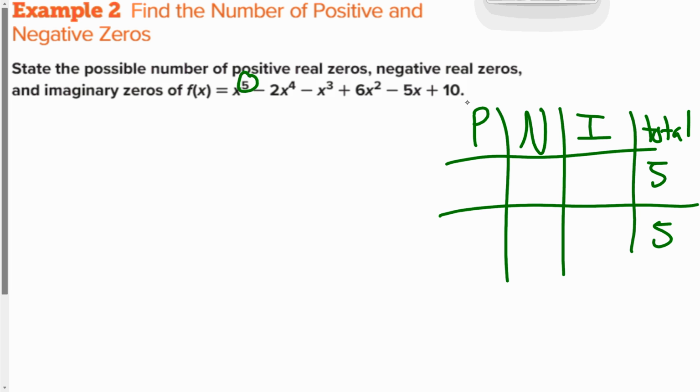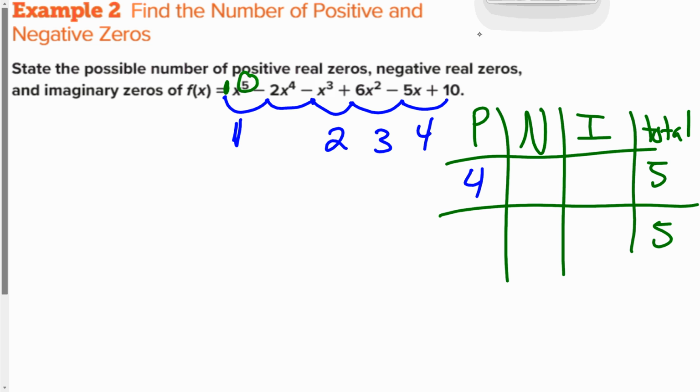Okay, so to find the positives, all we do is look at the coefficients, so that's a 1. And we just count how many sign changes there are as we go from coefficient to coefficient. Is there a sign change? Yes. So there's one sign change. -2 to -1, no sign change there. -1 to +6, there is a sign change there, so that's the second one. And from +6 to -5, there's a third sign change. And from -5 to 10, there's a fourth sign change. So that tells me that there are 4 possible positive solutions.